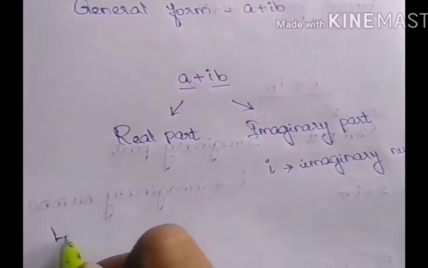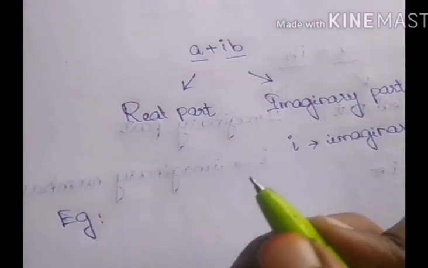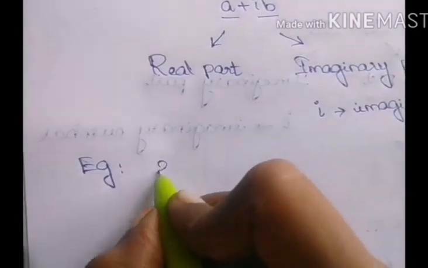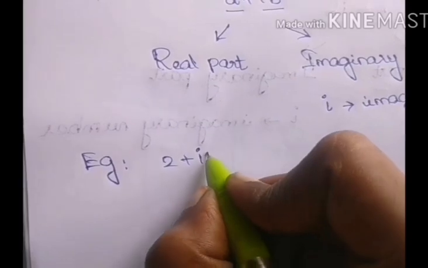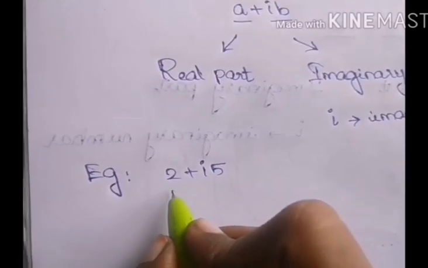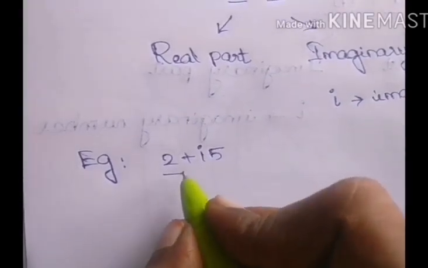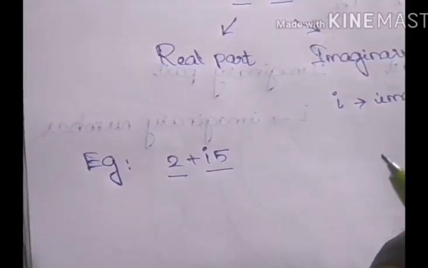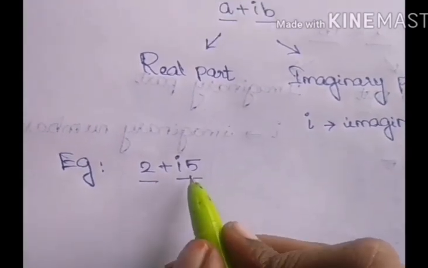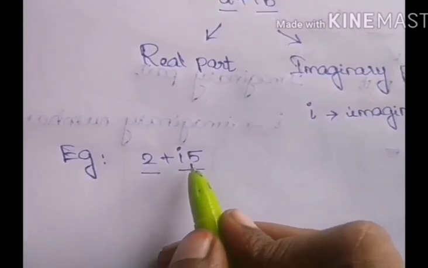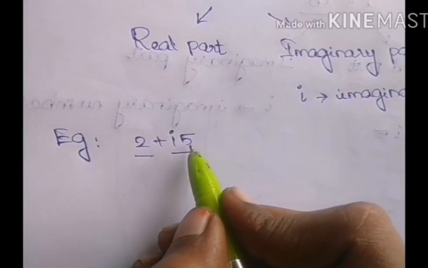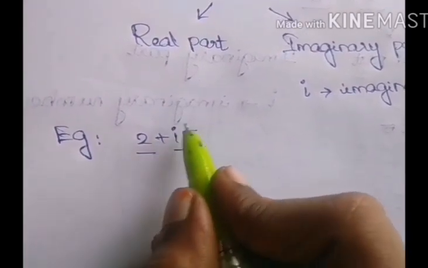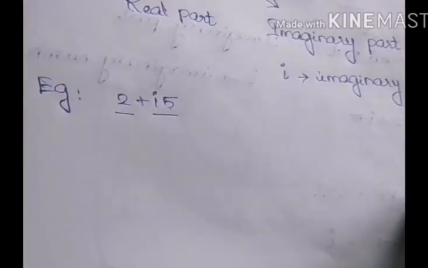For example, I'll tell you a complex number. Let us consider 2 plus i5. Here 2 is the real part as it is a real number. i5 is the imaginary part. You have a real number 5 even in the imaginary part, but it is together with i, which is an imaginary number. That is why this part is called the imaginary part.